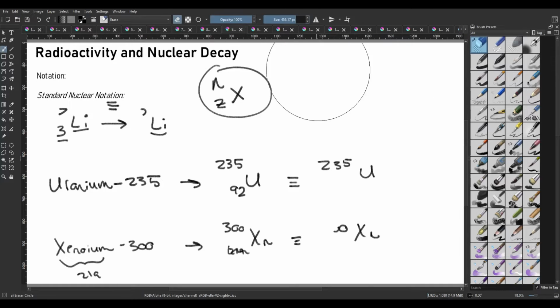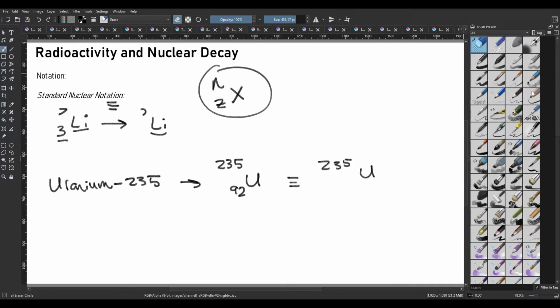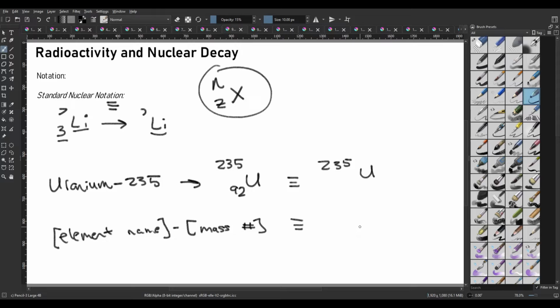Probably this wasn't the best example to do a fictitious element here, but as long as we understand that some isotope, so element name here, put this in brackets, dash, we'll do mass number is going to be the same thing as element symbol, so we'll just call this element E, and then we'll put the mass number up here, and then the atomic number down here.